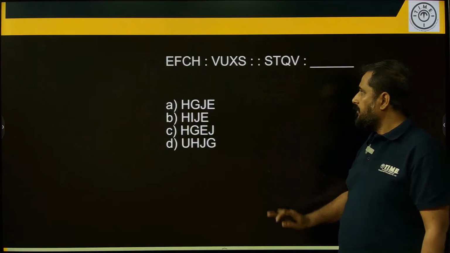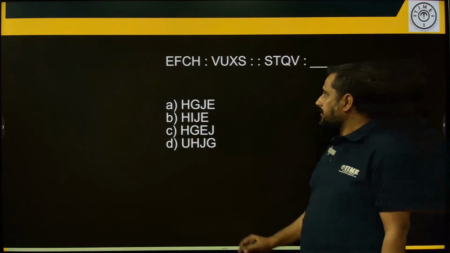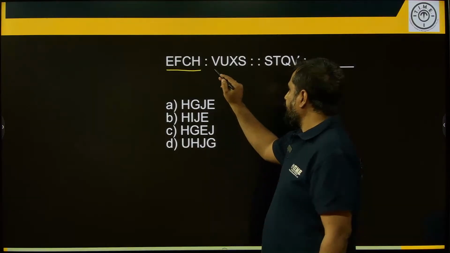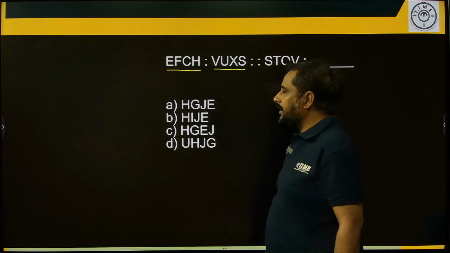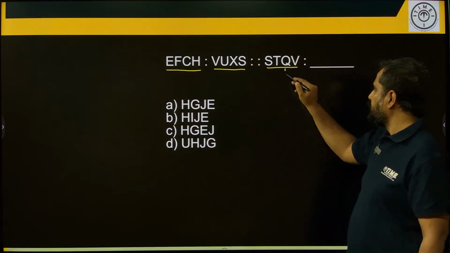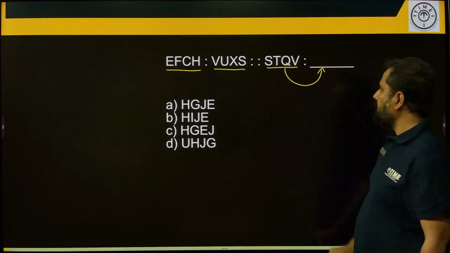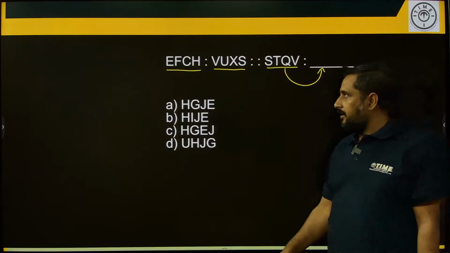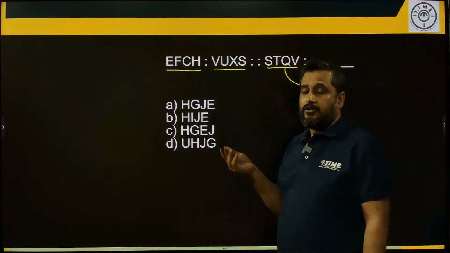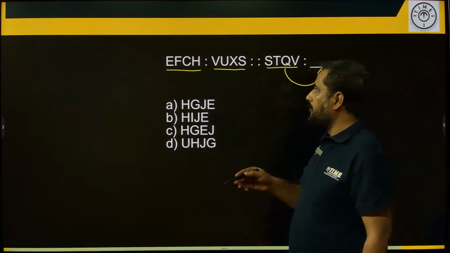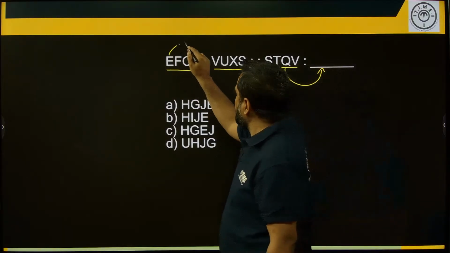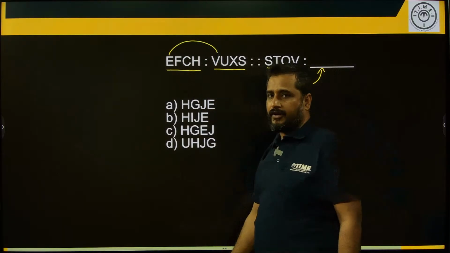Now, right. See the cluster. First cluster is EFCH, and the second cluster is VUXS, and the third cluster is STQV, and we have to identify the fourth cluster. And the letters in the first cluster and second cluster are different. Then you may check for the mathematical logics. But before checking the mathematical logics, it is clearly visible that EV is the opposite pair of letters.